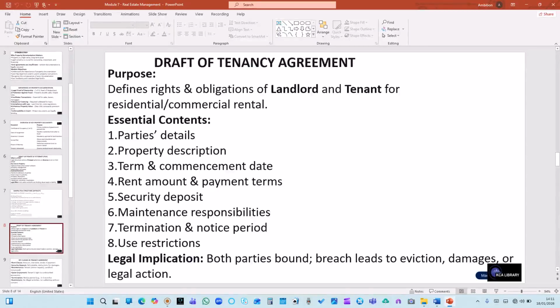Legal implication here is that both parties are bound. Breach leads to eviction, damages, or legal action. So the tenancy agreement is binding on both parties. A breach may lead to eviction, damages, or a legal action.